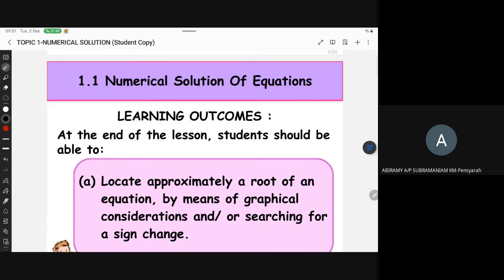At the end of the lesson, all of you must be able to locate approximately a root of an equation by means of graphical consideration or searching for a sign change. So we have two methods to approximate a root. First, we must understand we are not finding the root, we are just approximating the root in this chapter. So this is approximation of a root, and there are two methods. One is graphical, the second is searching for a sign change.